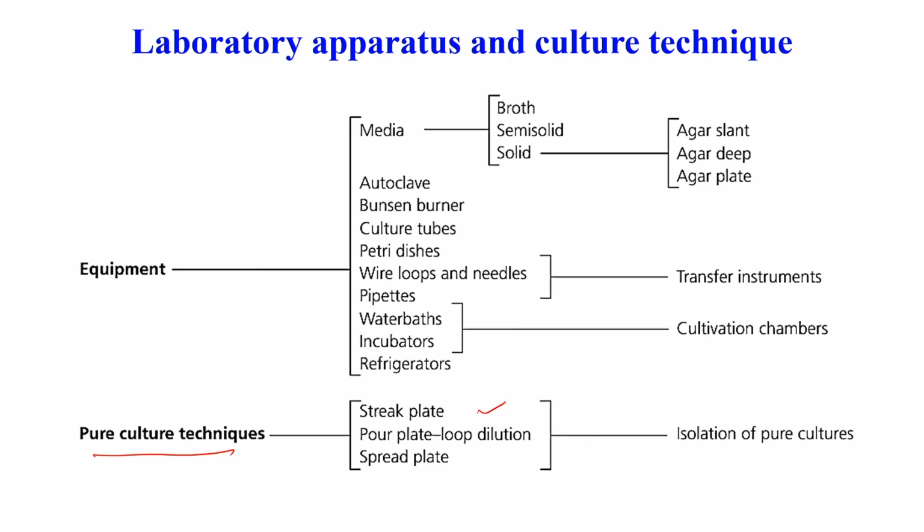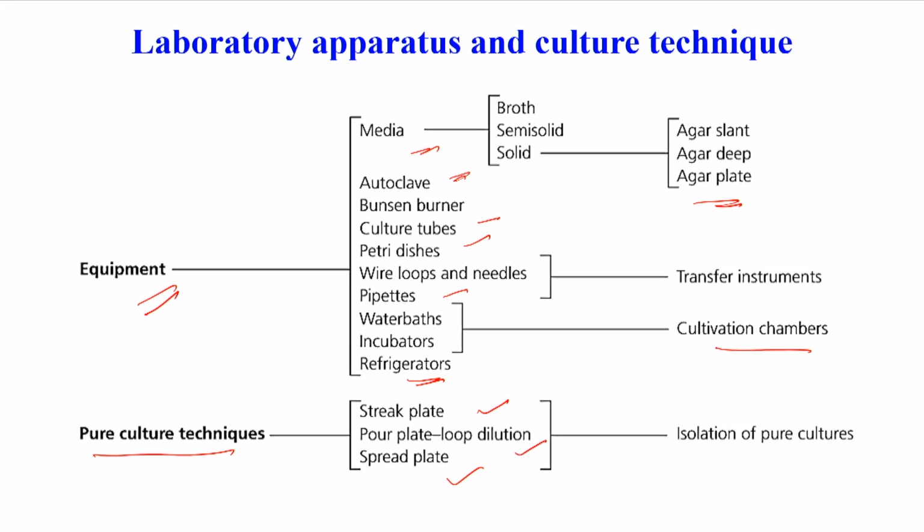So, basically it is a streak plate, pour plate and spread plate, and for this you require certain facilities, like you require media, that should be a solid media as well as the liquid media. You will require the autoclave, you will be required different utensils like culture tube, petri disk, pipettes, and further you require cultivation or incubation chamber, and of course you require refrigerator to preserve them.